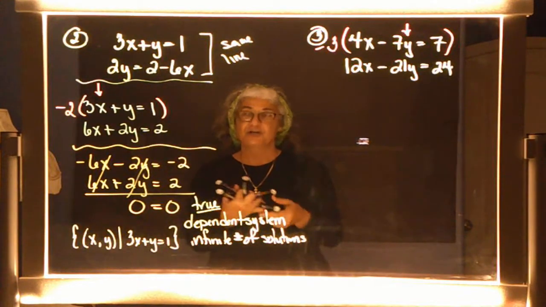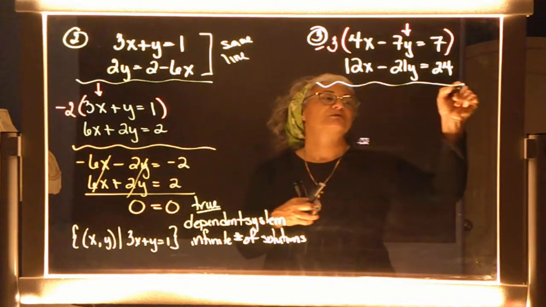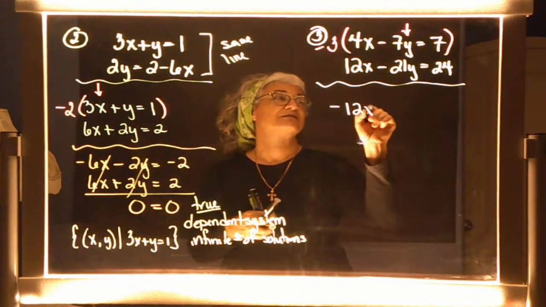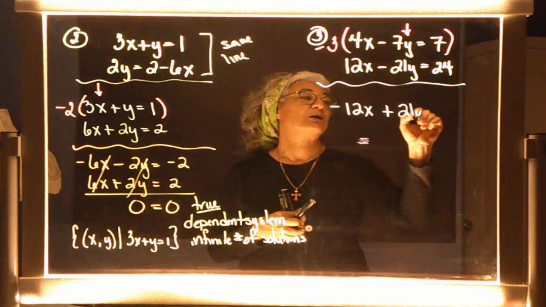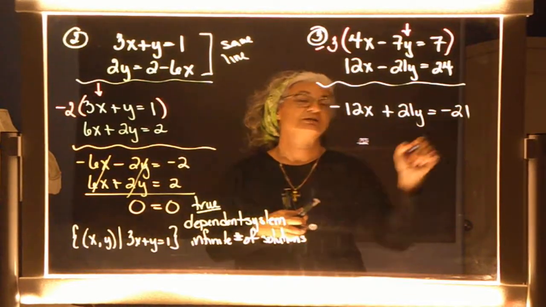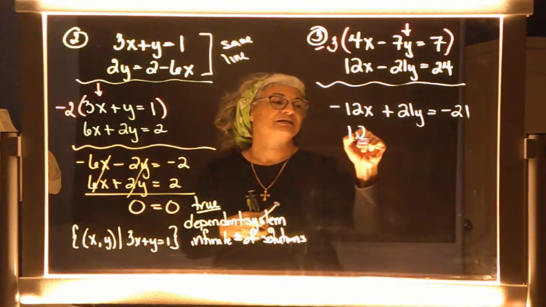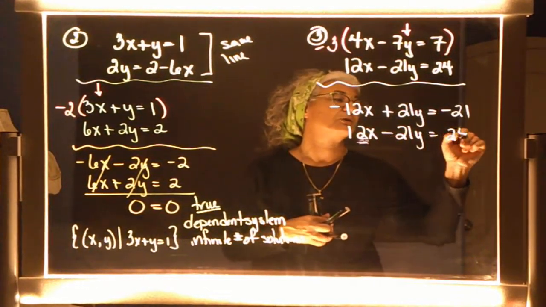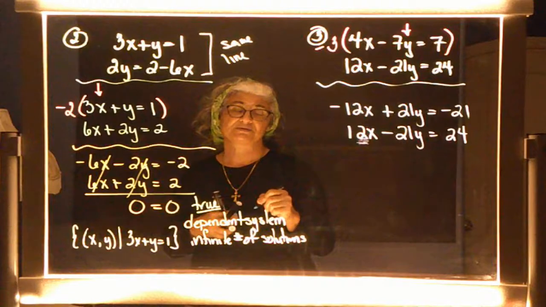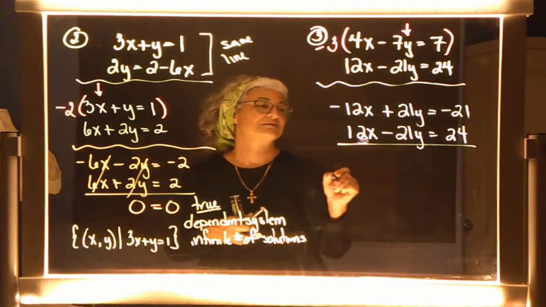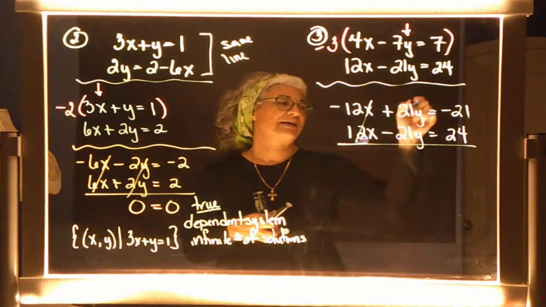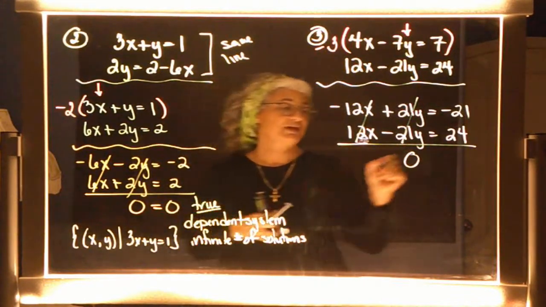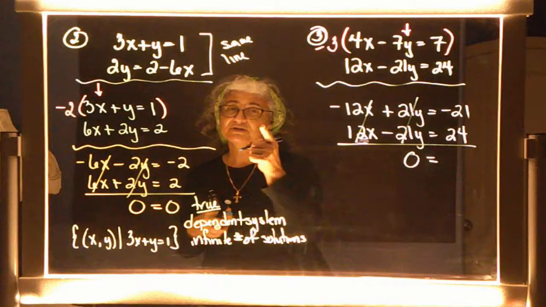Cool? Okay, so what's the first equation look like? Negative 12x plus 21y equals negative 21. Second equation is still 12x minus 21y equals 24. Then what do we get to do? Yes, we get to add. Oh, x's and y's dropped out. I end up with 0 on the left, don't I? Okay, equals 3.